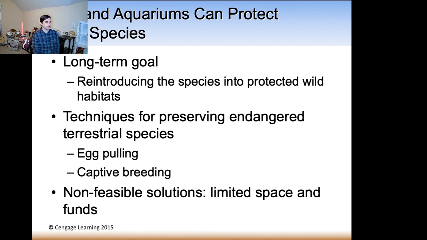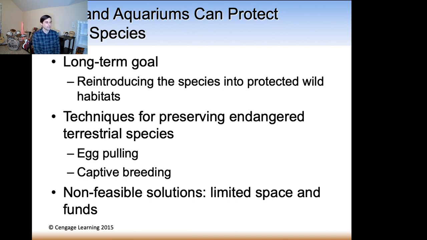We can preserve endangered species with egg pulling, which is harvesting embryos from females and freezing them for use later if that species tends to go extinct. They do this with rhinos, endangered big cats, and things like that. We can breed them in captivity, encourage them to breed more of them, and things like that. But once again, money's not an infinite thing for zoos either. They don't have enough money.